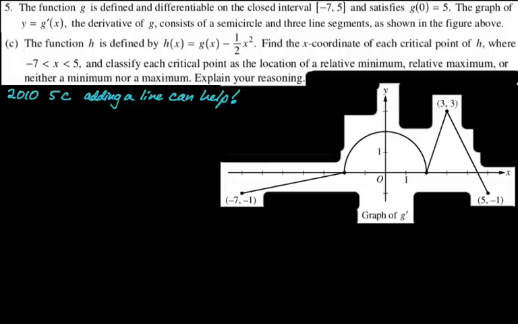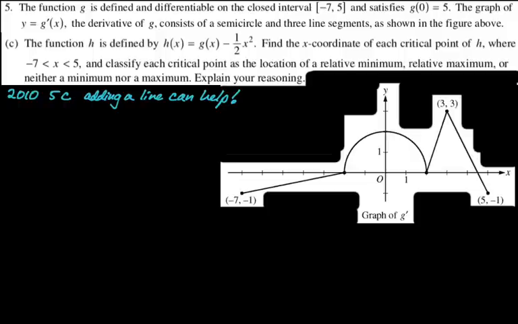2010 5C. I would say that adding a line can help. So when you're given a graph, sometimes you have to add something to the graph to really be able to visually see what's going on. So the function g is defined and differentiable on the interval from -7 to 5, satisfies g of 0 equals 5. The graph of y equals g prime, the derivative of g, is shown. So we have the graph of g prime.